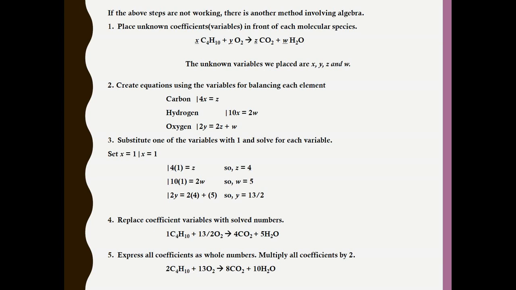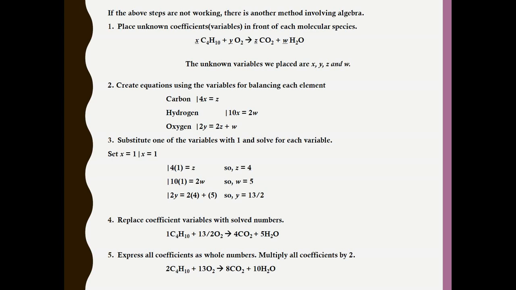The third step tells you to substitute one of the variables with 1 and solve for each other variable. So if you set X equals 1, you can find out that carbon is going to be 4 times 1 equals Z. So my carbon is going to be 4, so Z equals 4. The next one is for hydrogen. I have 10X, so I just substitute 1 in the place of X, and I get 10 equals 2W, so my W is going to be 5.